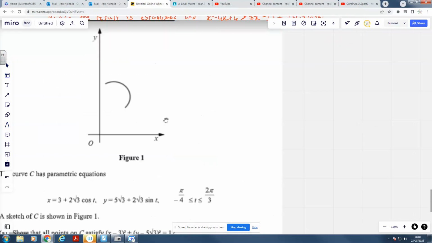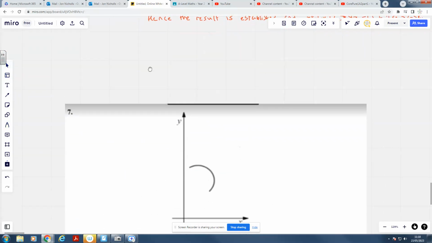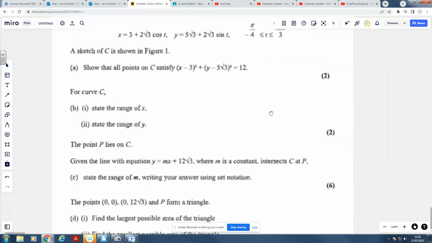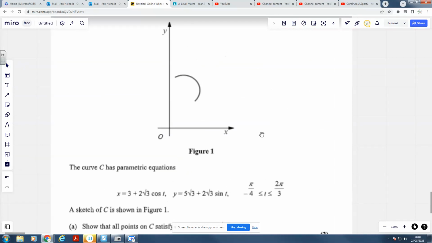Okay, the last one, the one I really wanted to do was this one. And the reason I really want to do it is because I found it so difficult. It is horrible, this question. It really is. If you had this in exam conditions, I think it's damage control. It's one of those things where it's hard in exam conditions.